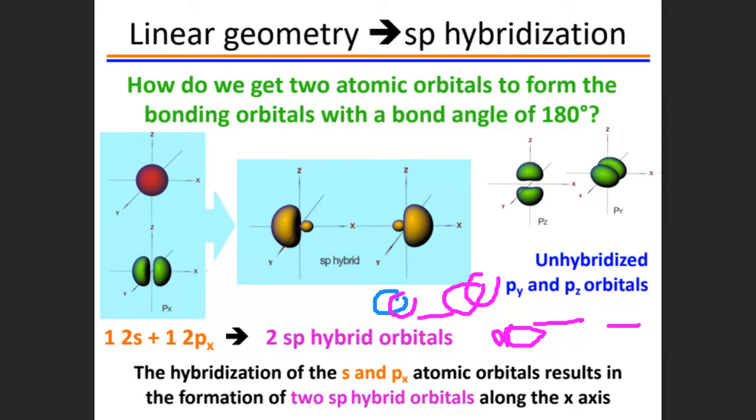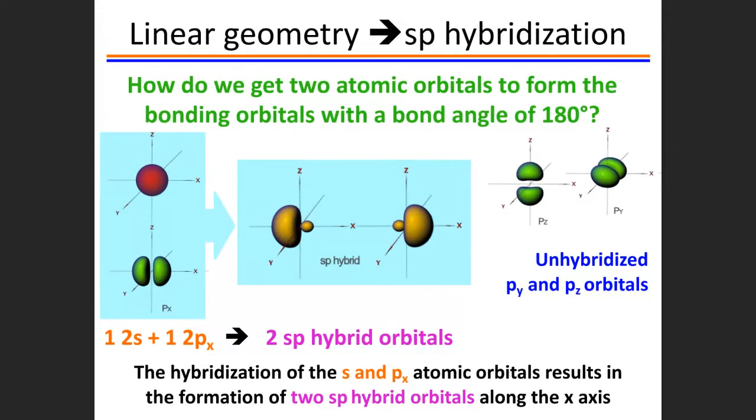So one 2s and one 2px equal two sp hybrid orbitals. Initially for carbon we have one 2s and one 2px, and we will make two sp hybrid orbitals. The hybridization of s and px atomic orbitals results in the formation of two sp hybrid orbitals, like that.